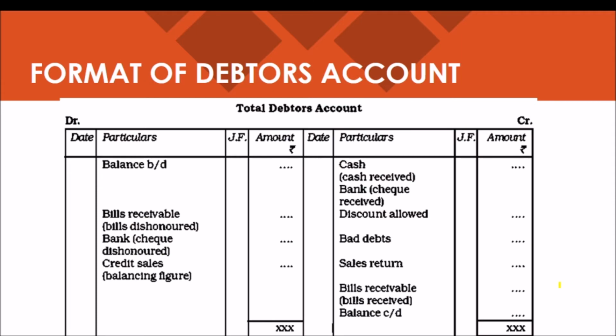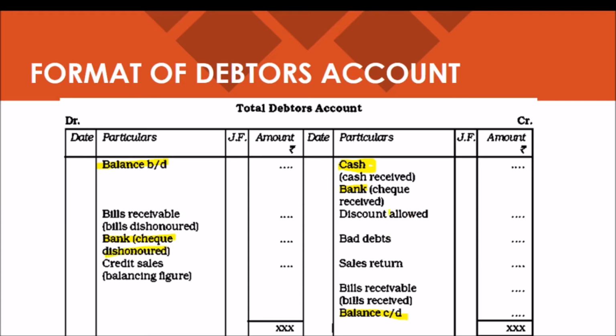So this is the format. It is an asset account, so the opening balance will come in the debit side, to balance brought down, and the closing balance will come in the credit side. Then cash received from debtors will be credited. If it is received in the form of check, it will be credited. And if the check is dishonored, it will be debited.